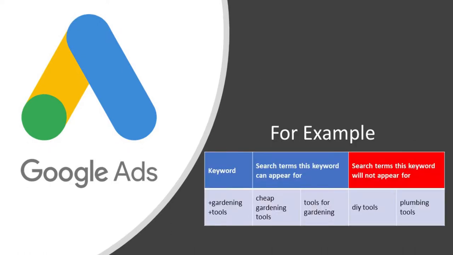For example, if your keyword is gardening tools with a plus sign at the beginning, then your ad can appear for terms like cheap gardening tools or tools for gardening. However, it will not appear for terms like DIY tools or plumbing tools. So broad match modifier keywords allow you to keep that balance between going completely broad and narrowly restricting your keywords to appear for search terms. However, I have more info on this at the end of this video. So without any further ado, let's get started.